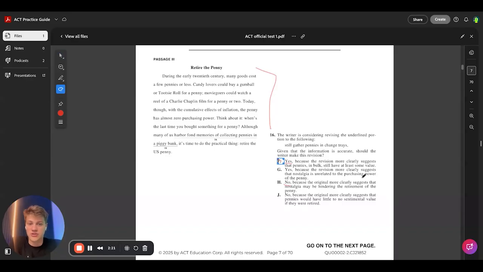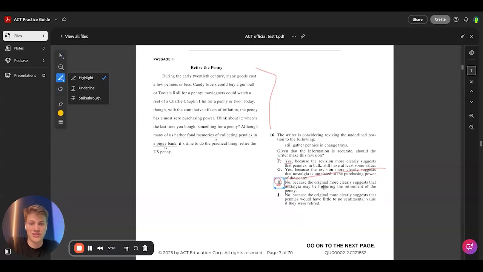G, "because the revision more clearly suggests that nostalgia is unrelated to the purchasing power of the penny." This answer choice is wrong because the sentence isn't really about the purchasing power of the penny. The sentence is about retiring the penny. So that answer choice is wrong. Answer choice H says no, "because the original more clearly suggests that nostalgia may be hindering the retirement of the penny." Now, this is going to be the correct answer.